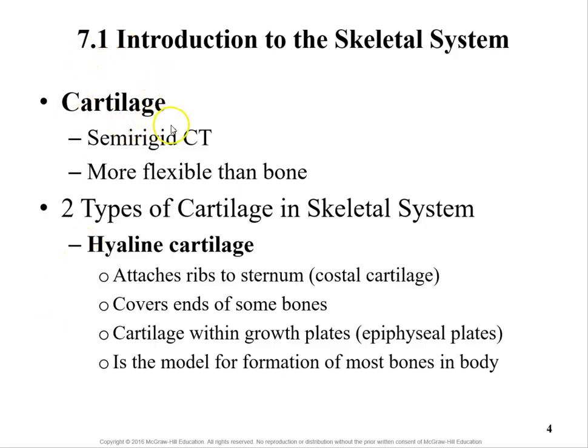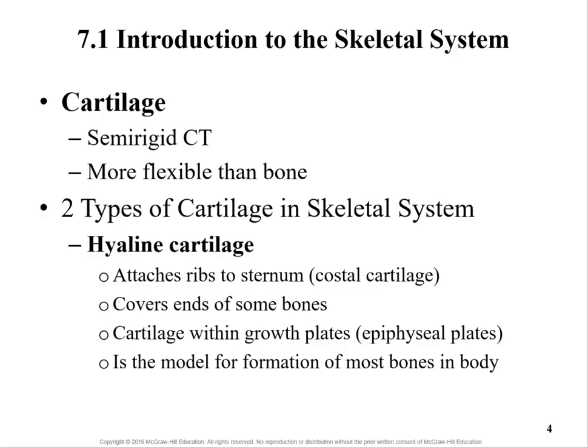Next, you have cartilage. This is a semi-rigid connective tissue. It's definitely more flexible than bone is. And there are two types of cartilage that you'll find in the skeletal system. The first is hyaline cartilage. This is what attaches your ribs to your sternum. This is also called costal cartilage when you're talking about that cartilage in the rib area. Hyaline cartilage also covers the ends of some bones. You'll see it listed as articular cartilage at the end of the bones. This is to prevent wear and tear on the bone itself with movement of the joint.